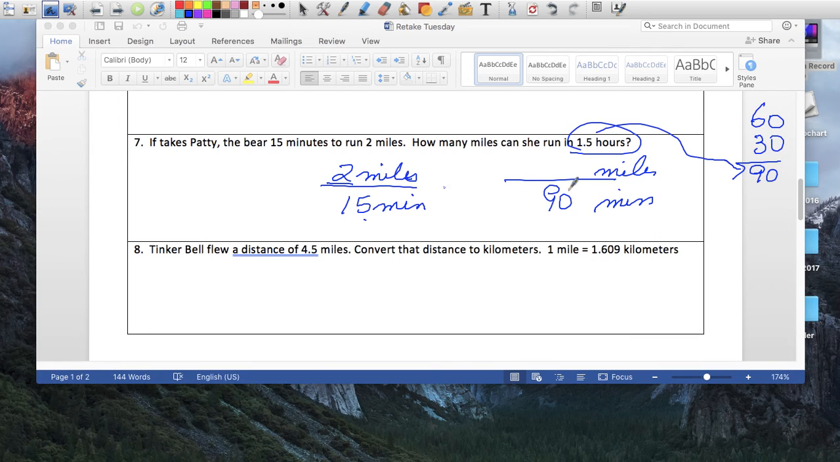Okay, now we can start looking for relationships like this, because I need to find something times 2 to give me this particular number. Well, what's the relationship between 15 and 90? I believe it was 6. 15 times 6 is 90, so on top it's going to be times 6, and 2 times 6 is 12. So, in 90 minutes, how far can this bear run? 12 miles.